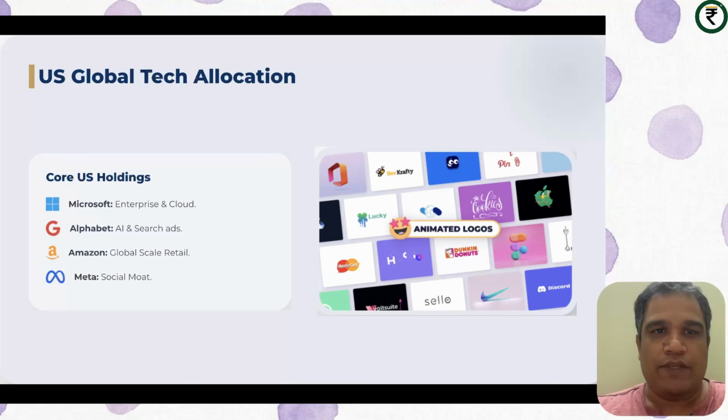What are the core US allocations? The core US allocation is very much needed to bring in the currency stability. Lately, the rupee has not been doing so well with respect to the US dollar or the euro, or for that matter any other Western currencies. So a holding in the US equity market is going to give you currency stability in terms of the dollar valuations. The core US holdings for Parag Parikh Flexi Cap fund are Microsoft, Alphabet, Amazon, and Meta. And we all know these companies. Microsoft is majorly into enterprise and cloud. Alphabet is more into AI and search ads. Amazon into global scale retail, and Meta is social media.